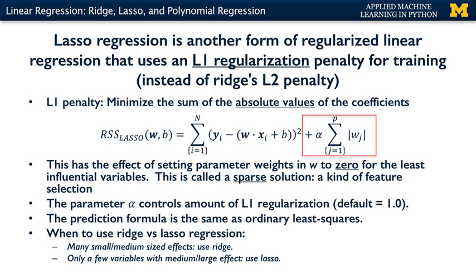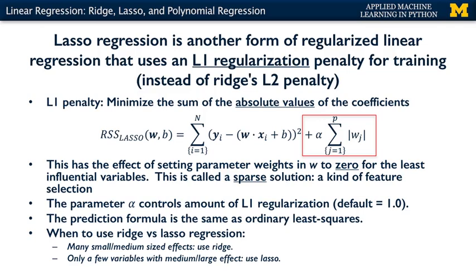Also like ridge regression, the purpose of using lasso regression is to estimate the W and B model coefficients. Once that's done, the prediction model formula is the same as for ordinary least squares. You just use the linear model. In general, lasso regression is most helpful if you think there are only a few variables that have a medium or large effect on the output variable. Otherwise, if there are lots of variables that contribute small or medium effects, ridge regression is typically the better choice.